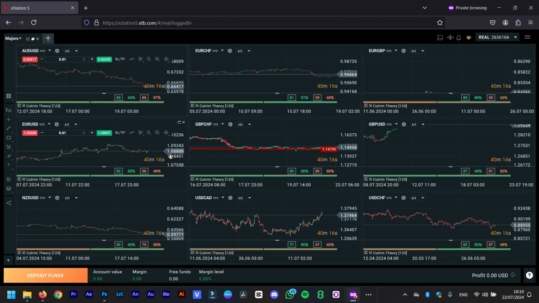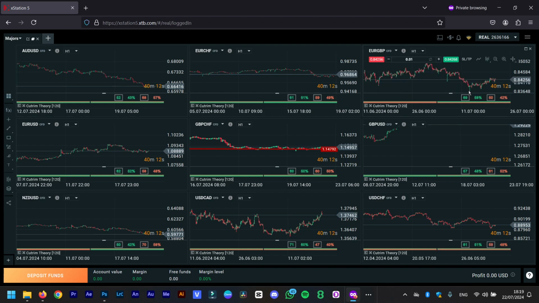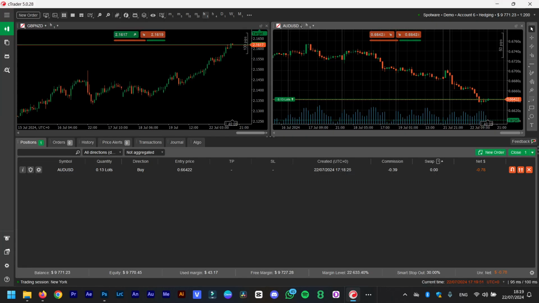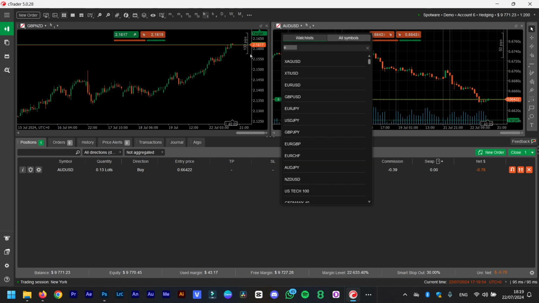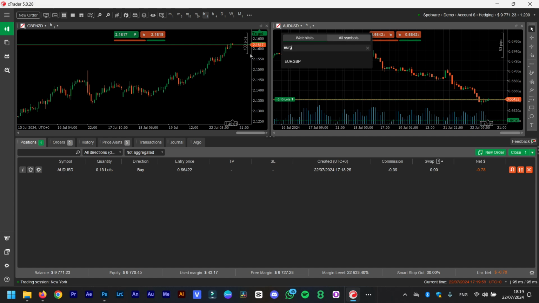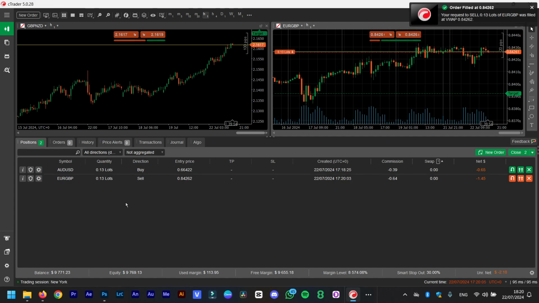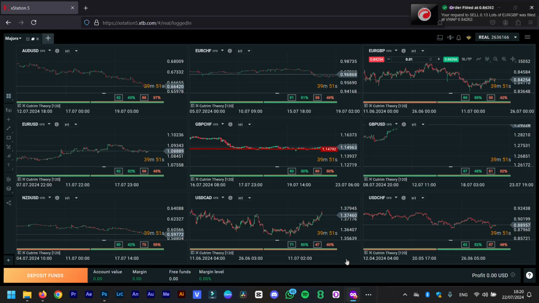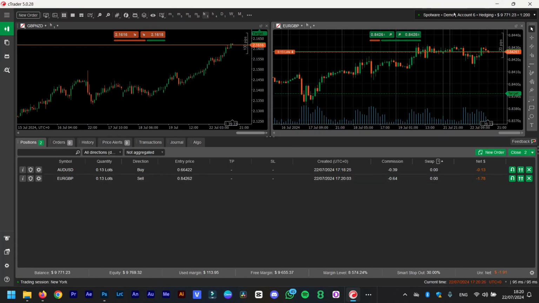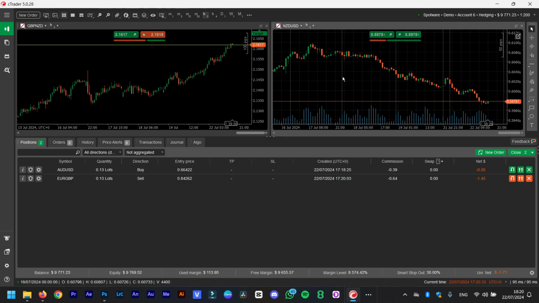So now let's see another chart here. I'm going to try and sell Euro GBP, 0.13, same thing. And then I'm going to buy NZD USD.